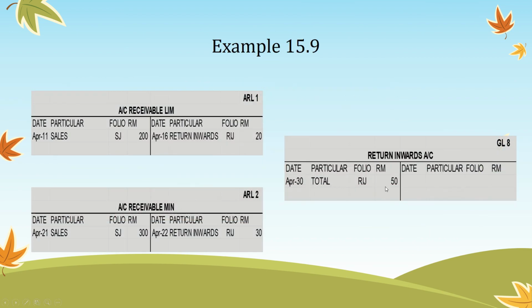Return inward account will be debited because when sales revenue decreases, the amount will be recorded on the debit side. Whereas for account receivable Lim and Min, the amount of return inward will be recorded on the credit side of account receivable because return inward will reduce the amount of asset. So reduced asset, decrease, will be credited. So 20 ringgit for return inward from Lim, and then 30 ringgit is return inward from Min.